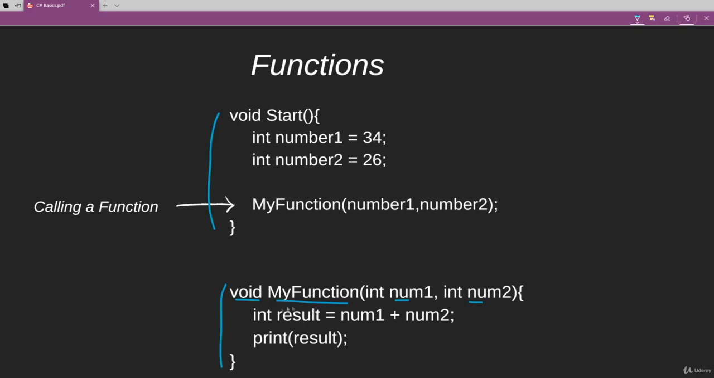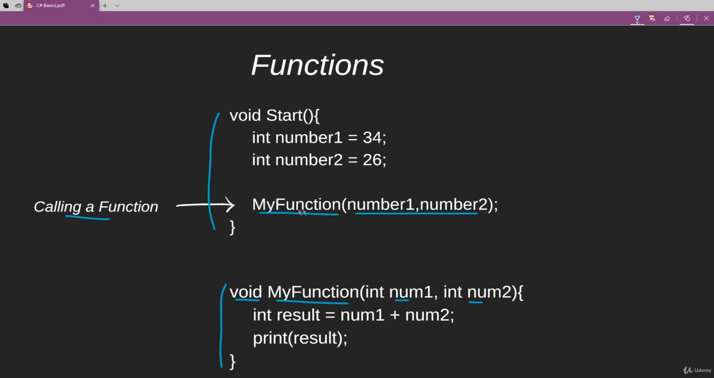So how do we call myFunction? Here in the start method, we declare two numbers. We say that number 1 is equal to 34 and number 2 is equal to 26, and then we call the function. To call a function, we just type in the name of the function, and inside the parentheses, we specify the inputs that the function is going to take, if it's going to take any input at all. In this case, this function takes two inputs.